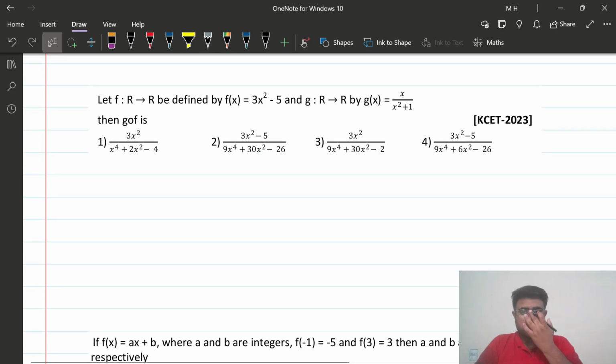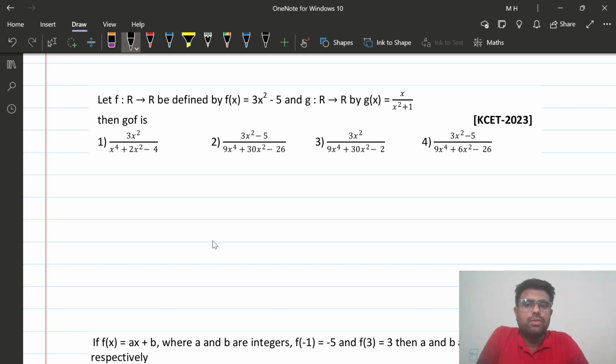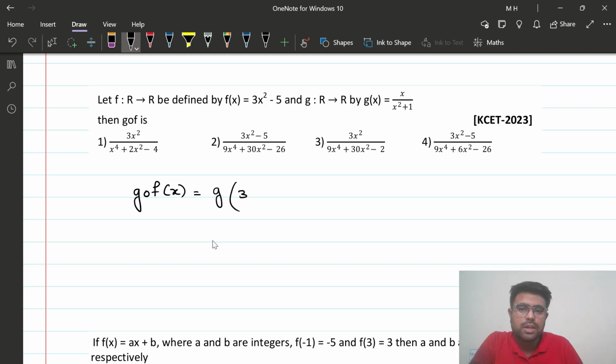Now let us go to the next question, that is let f be a function from R to R defined by f of x equal to 3x square minus 5 and g of x equal to so and so, then g of f is, okay, so g of f of x is going to be g of f of x. What is f of x? 3x square minus 5, right? So this is equal to, what is g of x? It is x by so and so. So wherever there is x, I am going to substitute 3x square minus 5. So it is 3x square minus 5 divided by, in the place of x, I have to substitute 3x square minus 5 again, the whole square plus 1.